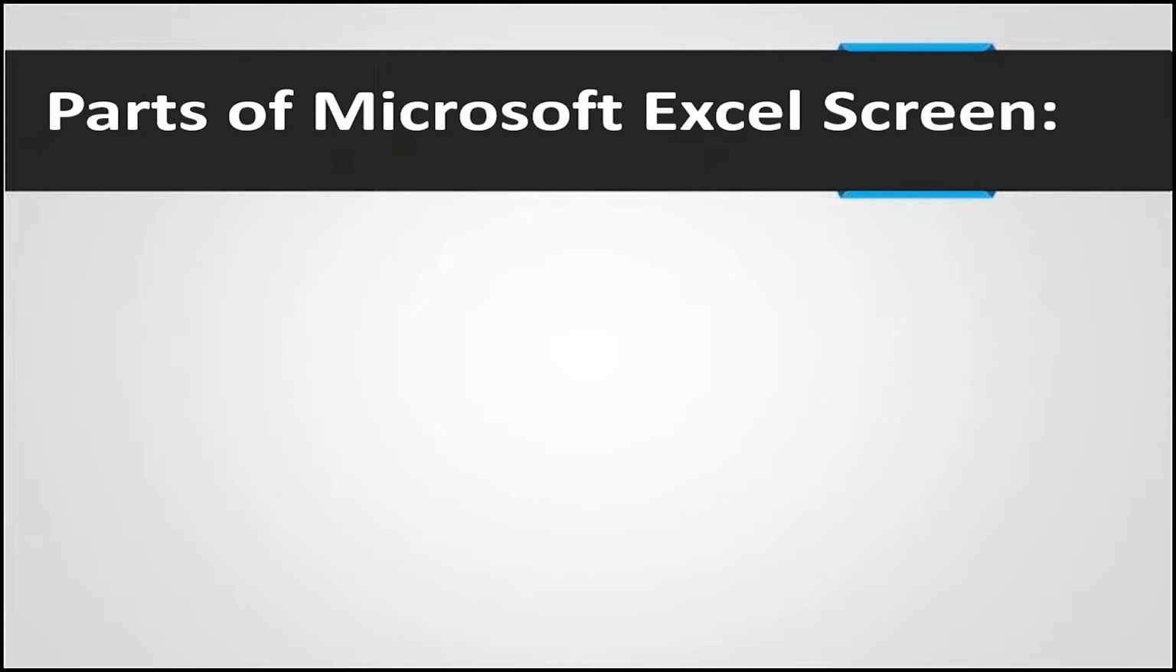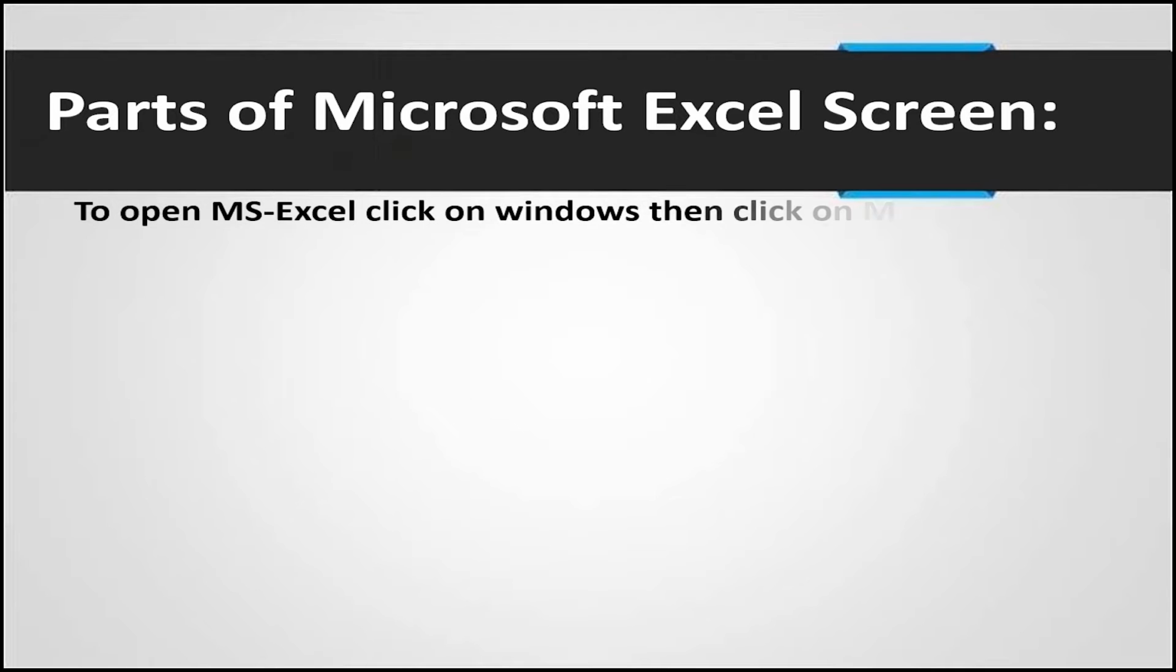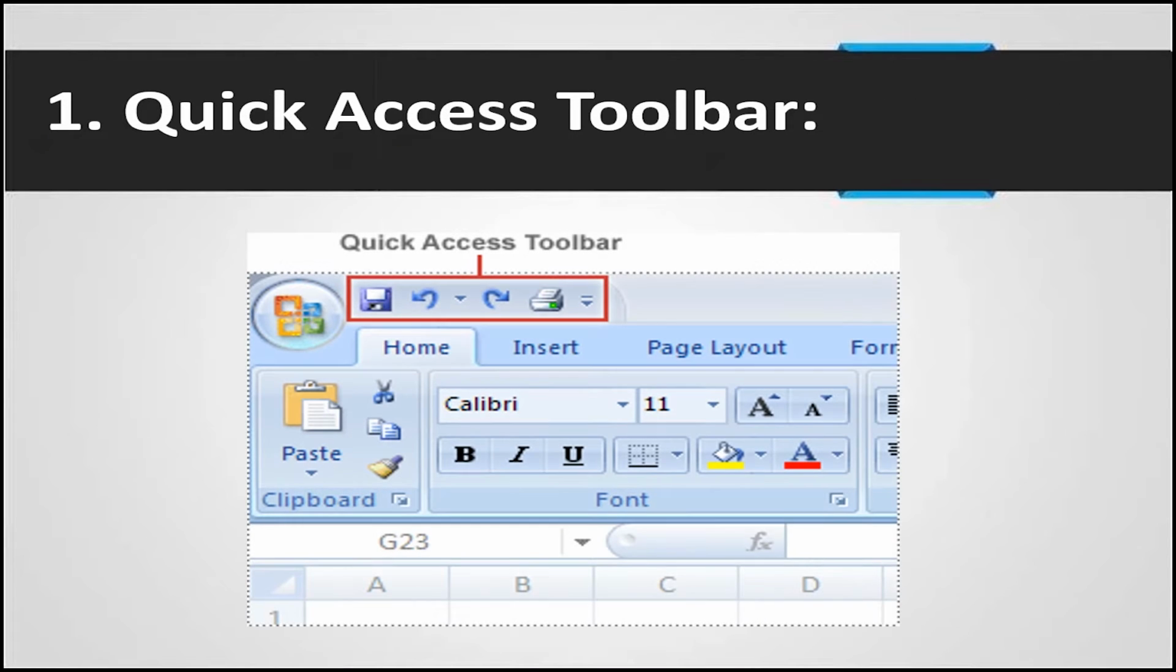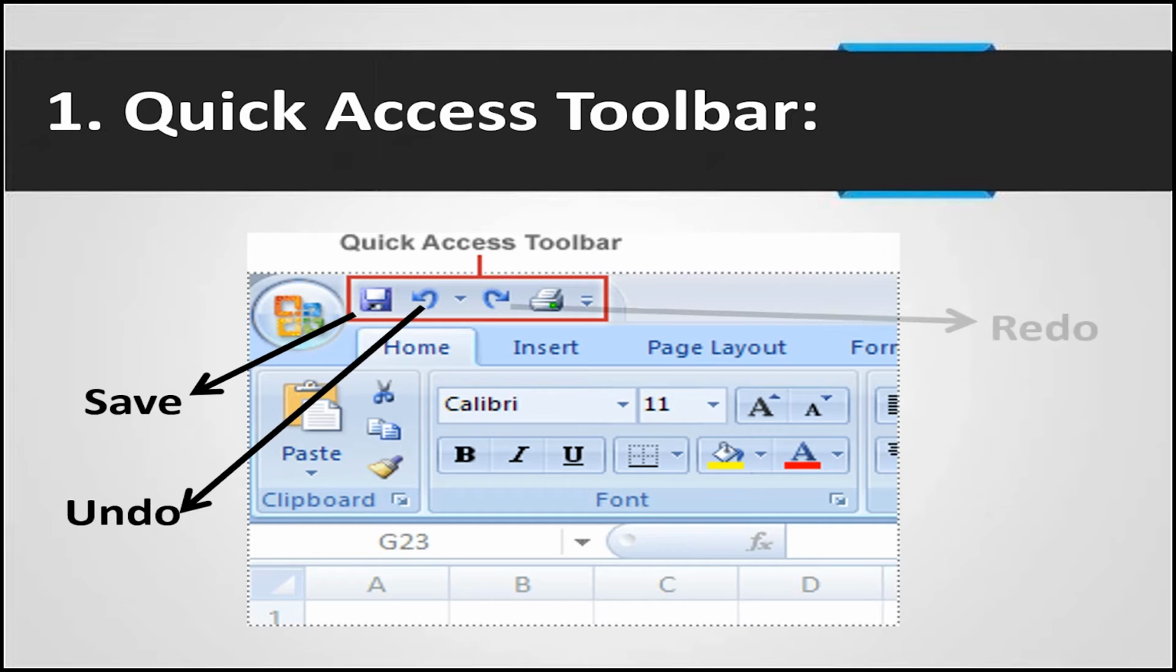Let's look at parts of a Microsoft Excel screen. To open MS Excel, click on the Windows button and then click on MS Office to choose MS Excel. The screen that you're looking at has 5 important areas. Number 1, the Quick Access toolbar. This is a place where all important tools can be placed. When you start Excel for the first time, it has only 3 icons: Save, Undo, Redo. But you can add any feature to the Quick Access bar so that you can easily access it from anywhere.